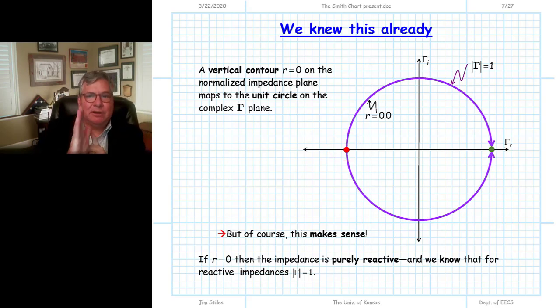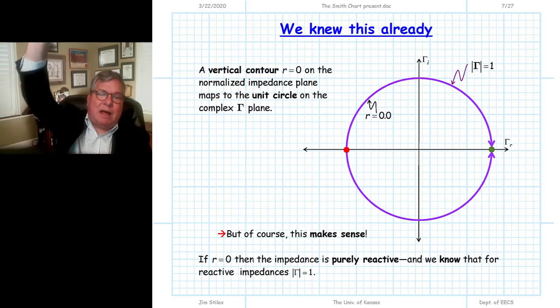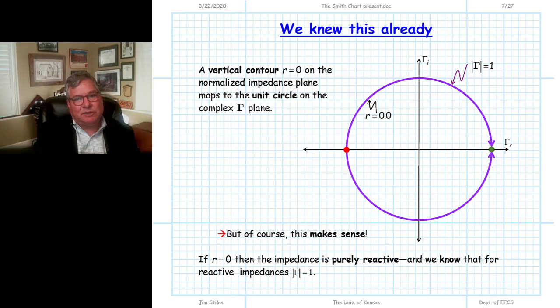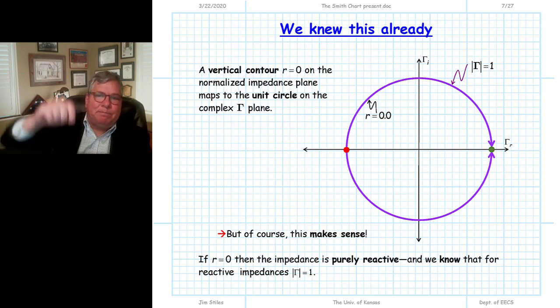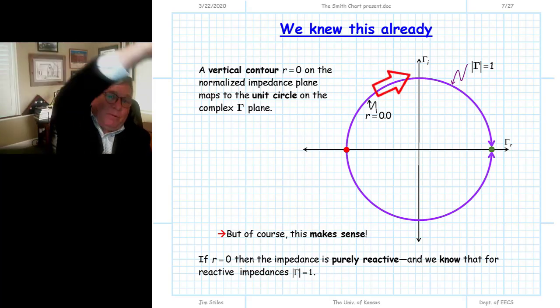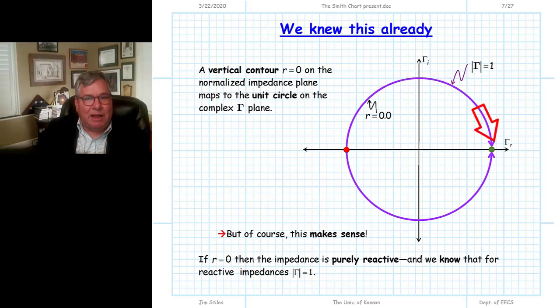What about the remainder of this vertical contour on the complex impedance plane? Remember, as we move up, we approach positive infinity with respect to reactance, plus j infinity. And therefore that point, as we move up toward infinity, must map onto the open circuit point on the complex gamma plane.